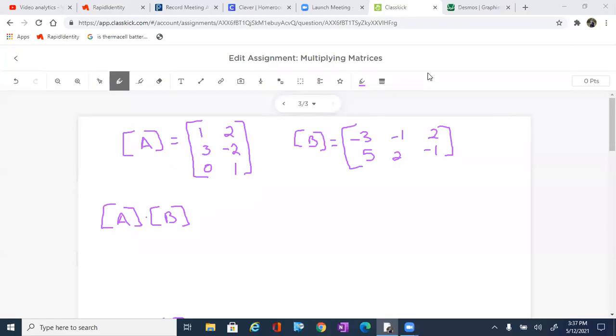All right, guys, we are going to do an example of how we multiply matrices. And this is going to go through the whole entire process. The first thing we're going to do is write down the actual dimensions of the matrices. So for example, A is a 3 by 2, and B is a 2 by 3. And what that means is B has 2 rows and 3 columns, and A has 3 rows and 2 columns.